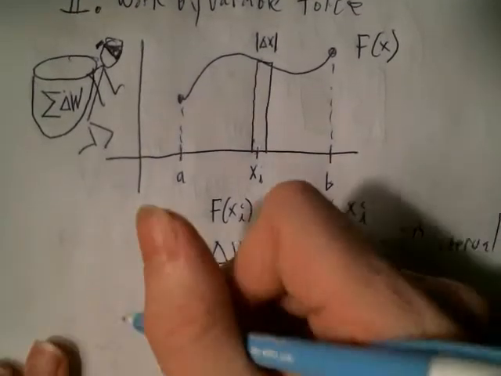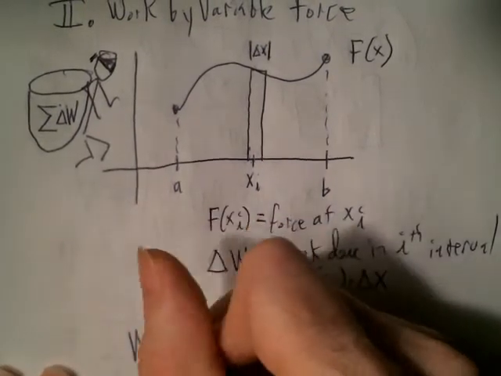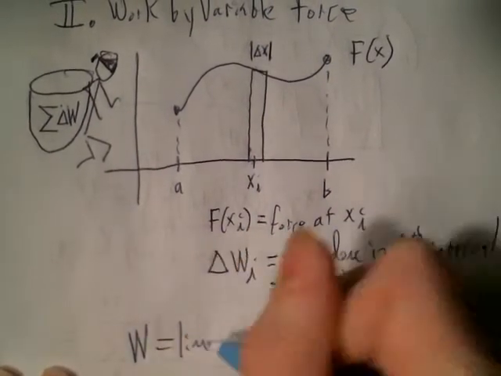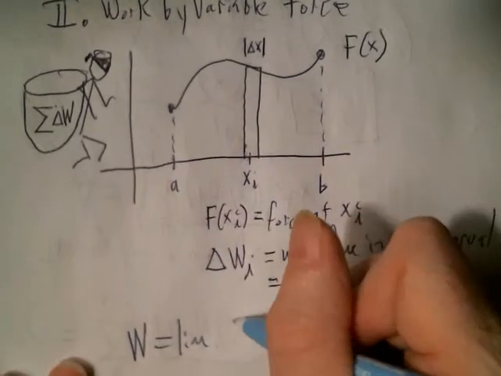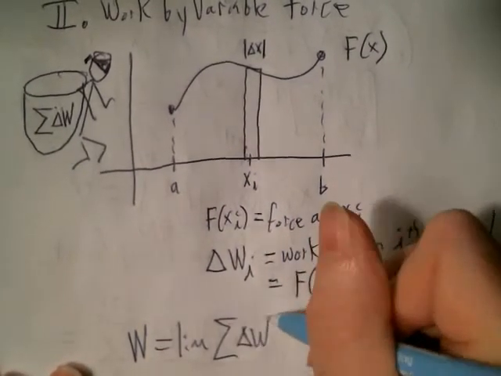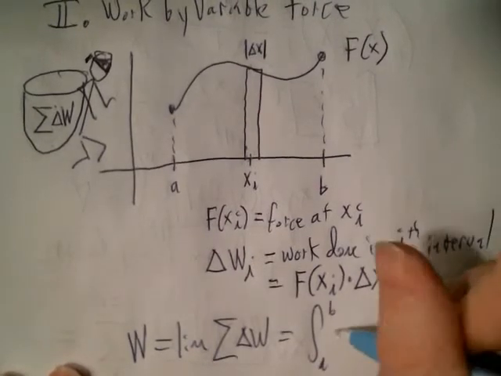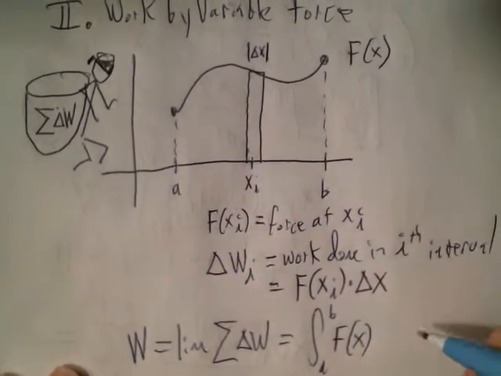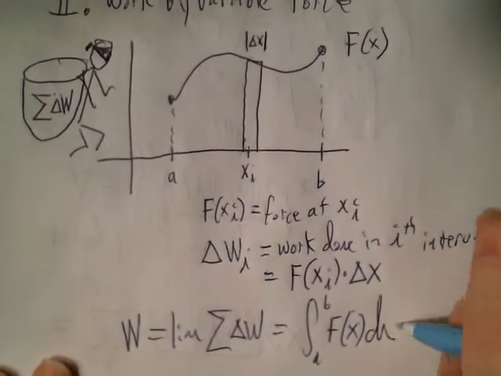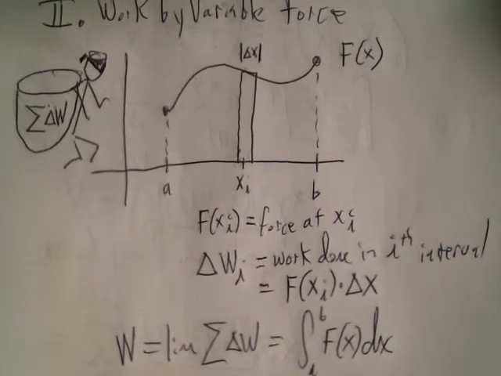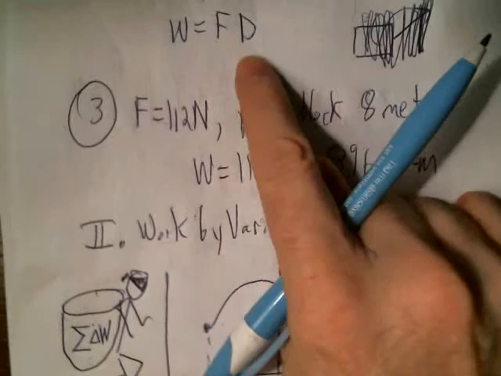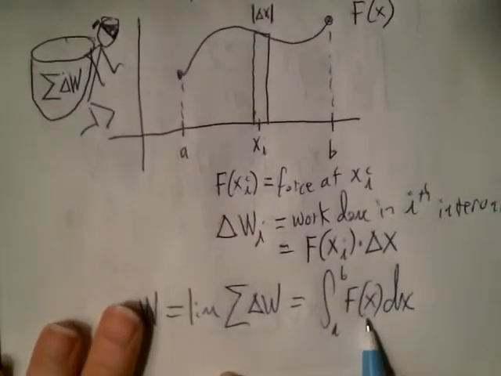Okay. So at the end of the day, the work will be the limit of the sum of all these work increments, which will give us the integral from a to b of the force function times the distance. So it's basically just this FD.